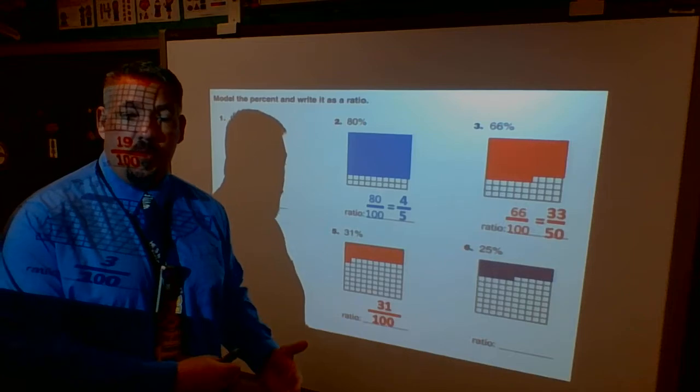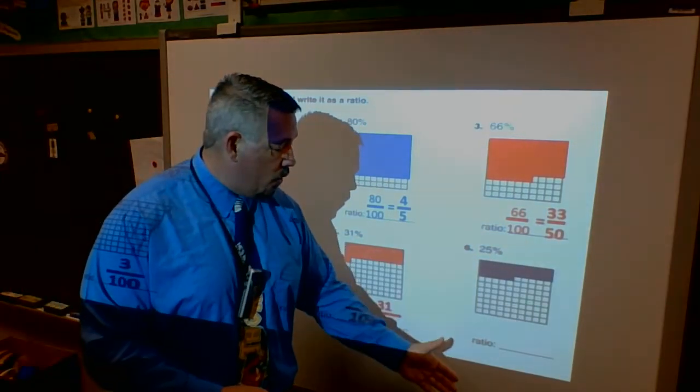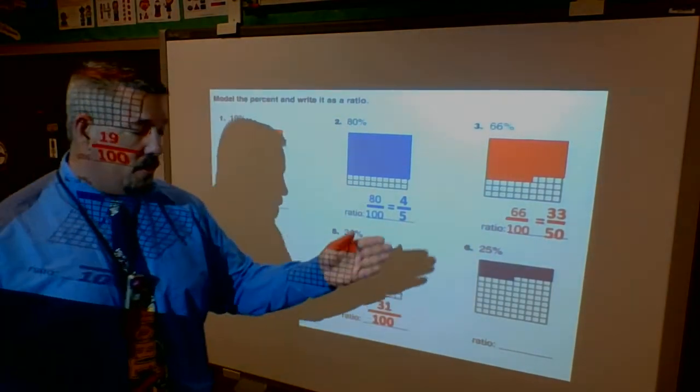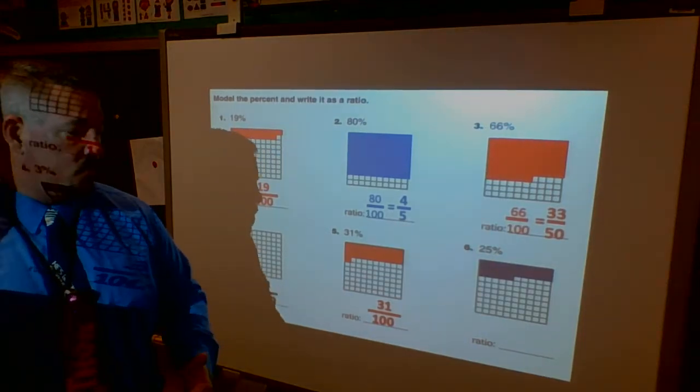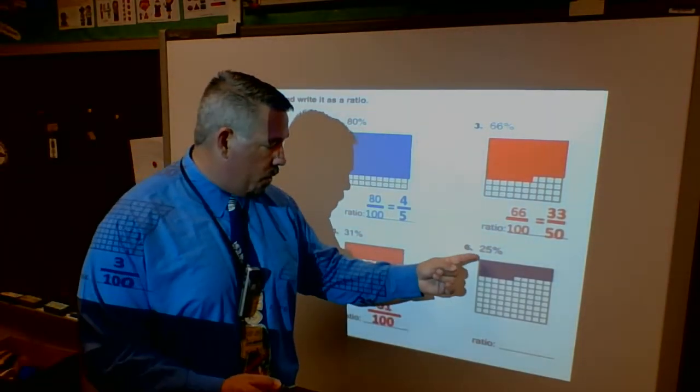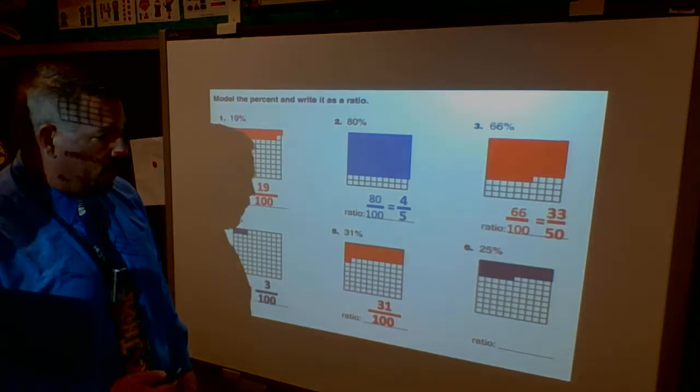25%, I have to fill in 25 of them. I can do 2 lines going up and a half a line. I can spread them out. It's up to you how you want to decide it. I take my number of 25 and I put it over 100.